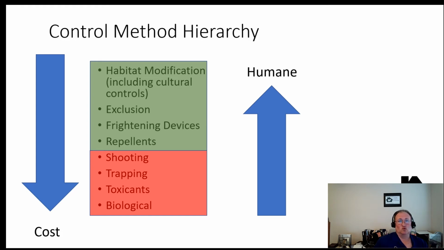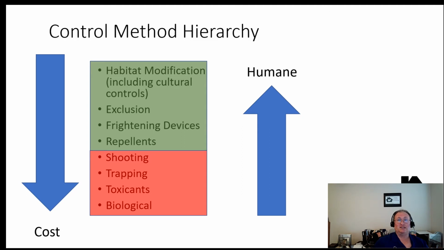But as a general rule, the green area is non-lethal in the sense that you're not directly killing an animal. Now, the animal may still die, but it dies for other reasons. You're not taking it and bonking it on the head or shooting it or something, okay? Whereas the shooting, trapping, toxicants, biological often are lethal. Now, I know you can trap an animal and translocate it. Again, this is a simplified version here, and I want to be sure you understand that. Non-lethal, lethal. That's why they're organized in this particular manner.